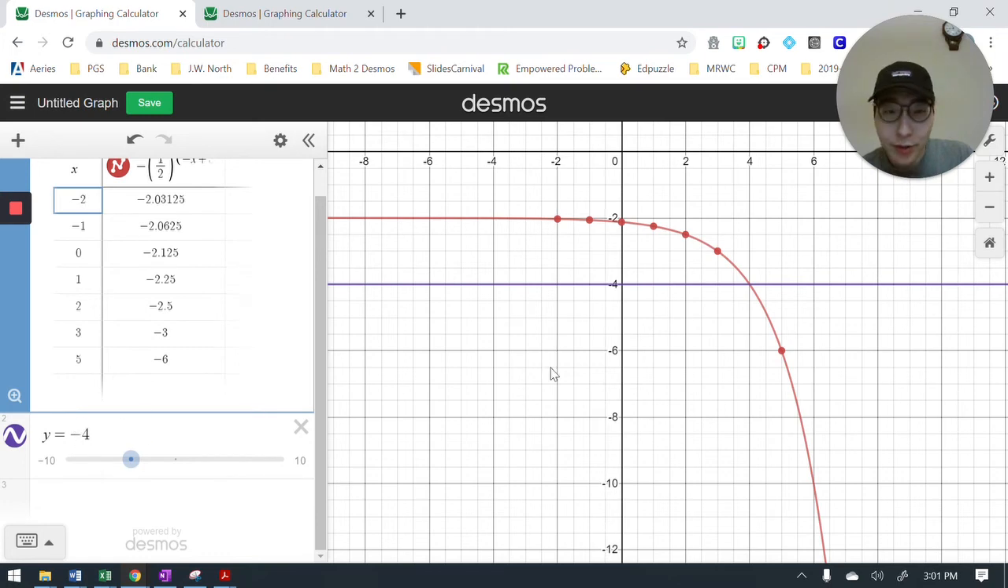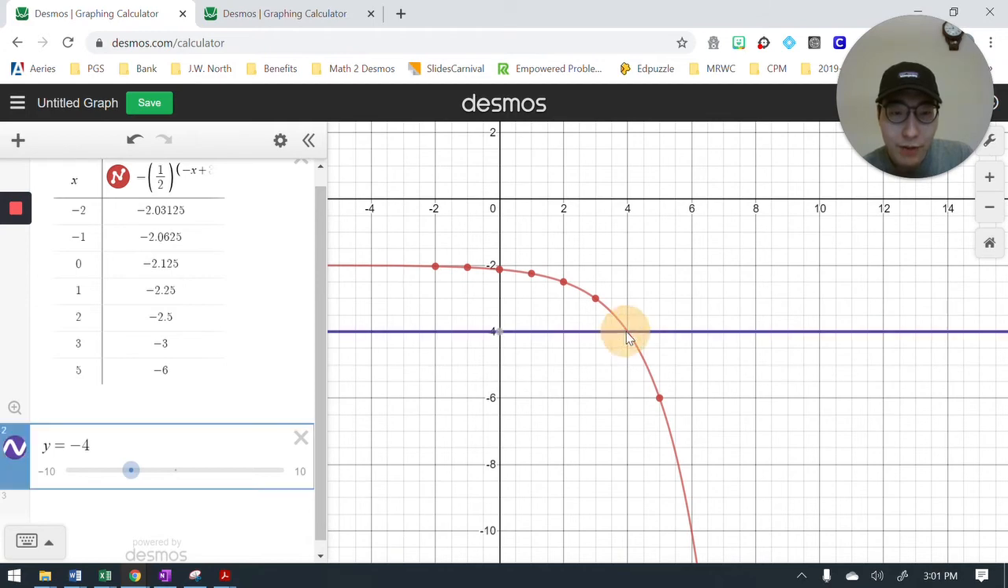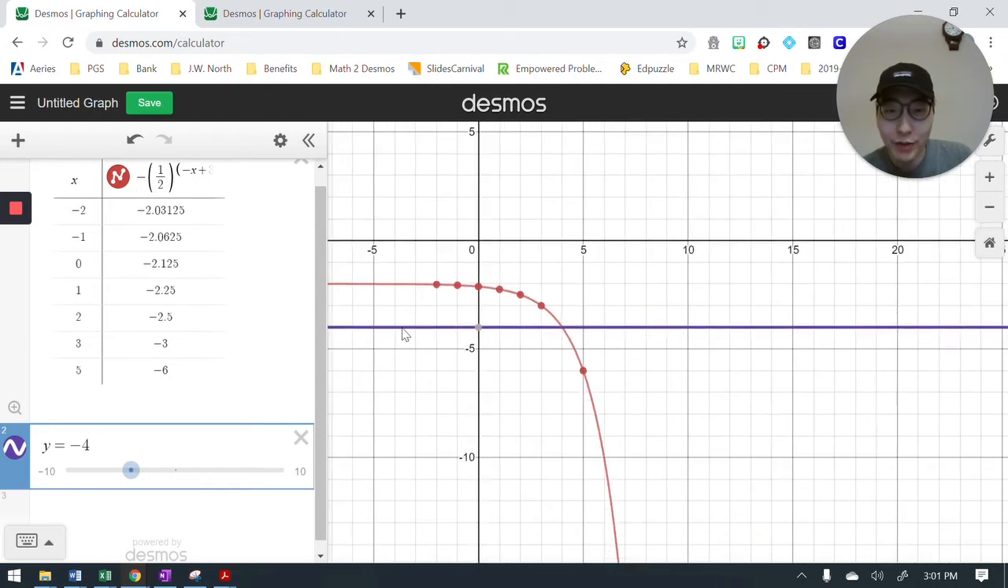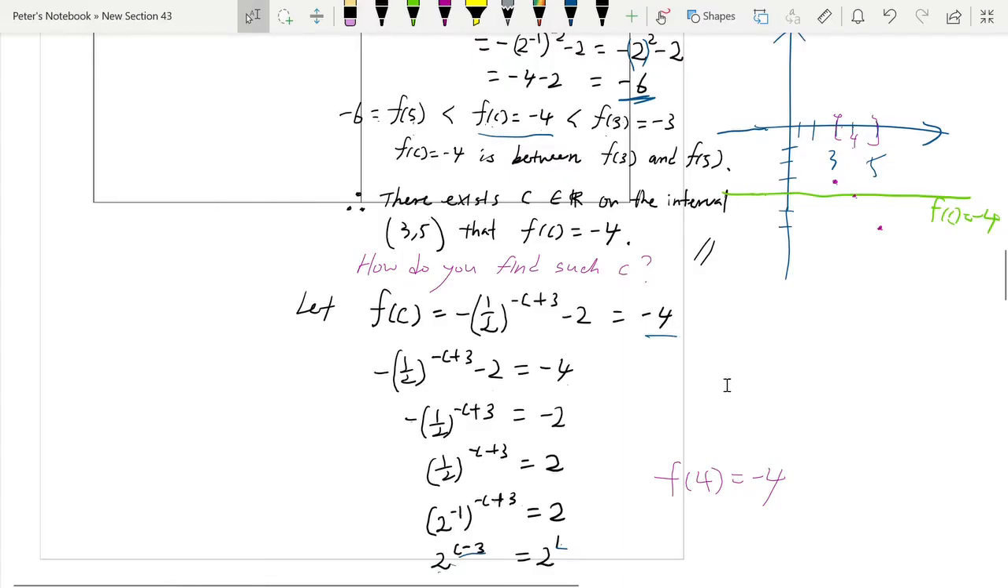Y equals negative 4, that is our f of c value. And if you look at the intersection, just like how we algebraically derived it, it was actually 4 and negative 4. So an x value of 4 gives us the y value of negative 4, and that is in the closed interval of 3 to 5. Ain't that pretty cool? And you see this is the actual exponential graph. So decimals or a graphing calculator help us out a bunch when we're trying to determine this.